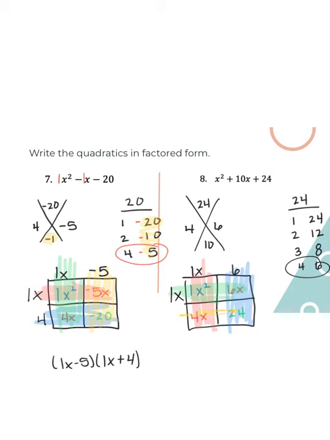And then, oops, I do that all the time. What, that one? 4 and 24. I know they both have a 4 in them and no x. And then go ahead and write your factors. So 1x plus 6 and 1x plus 4.